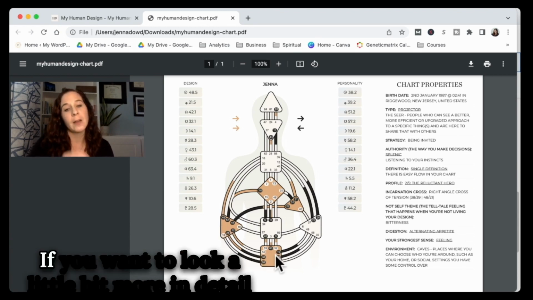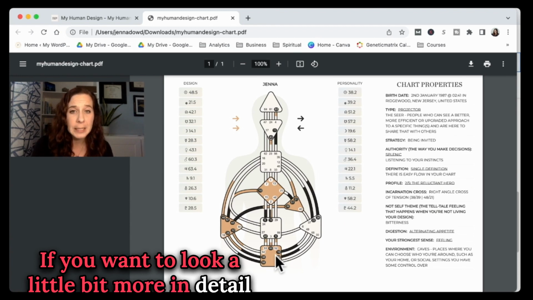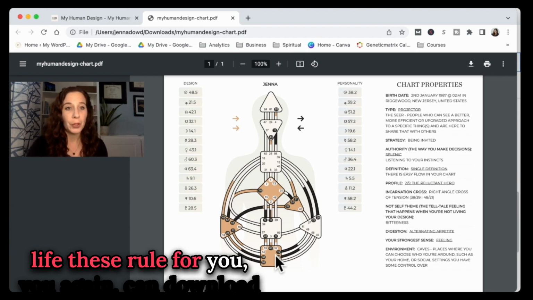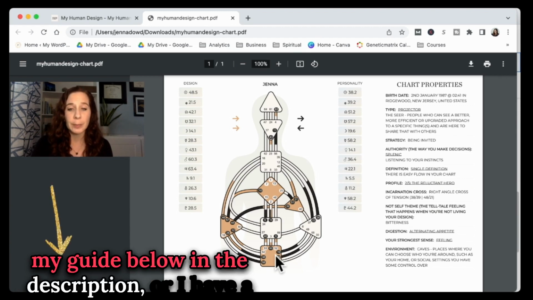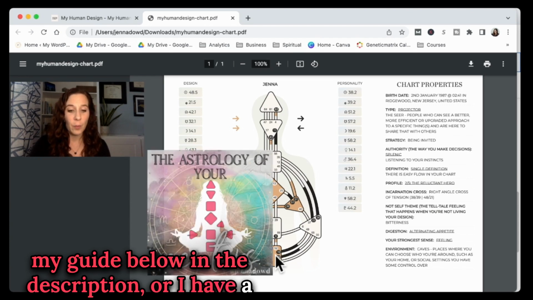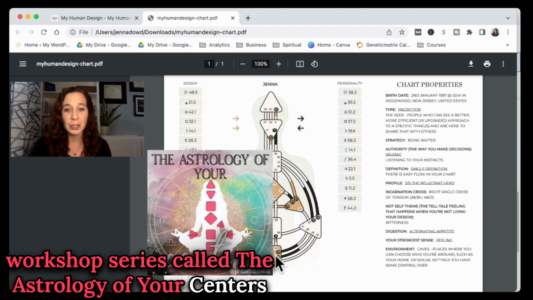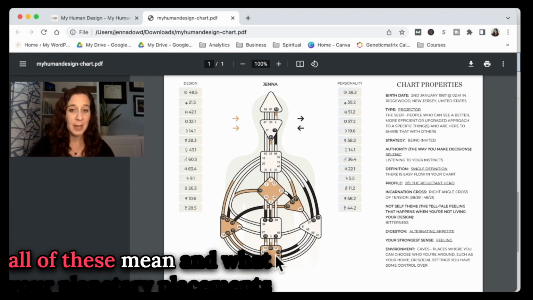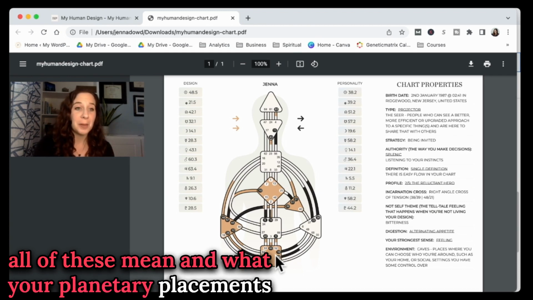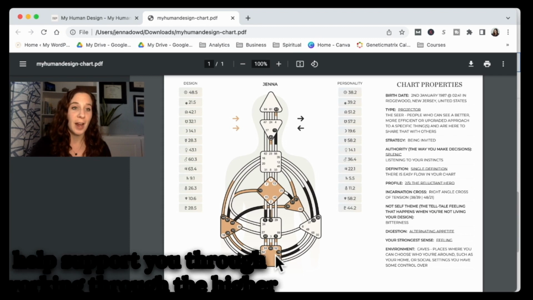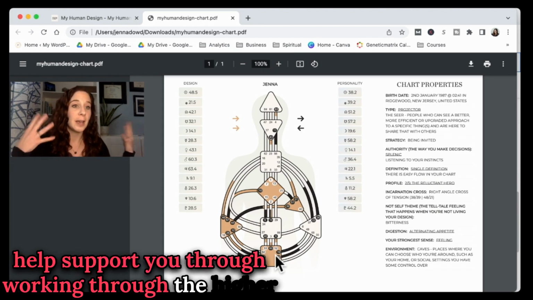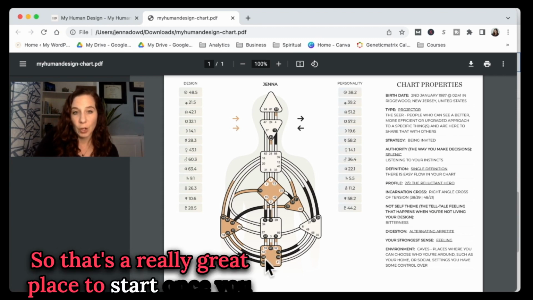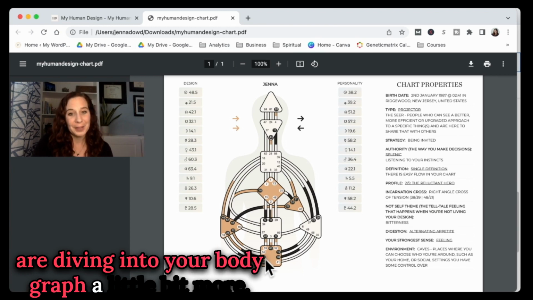And this is your root center. If you want to look a little bit more in detail on briefly what these mean and what areas of life these rule for you, you can download my guide below in the description. Or I have a workshop series called The Astrology of Your Centers that you can dive into, what all of these mean and what your planetary placements within each one of these mean, and strategies to help support you through working through the higher and lower frequencies of these energies. So that's a really great place to start once you are diving into your body graph a little bit more.